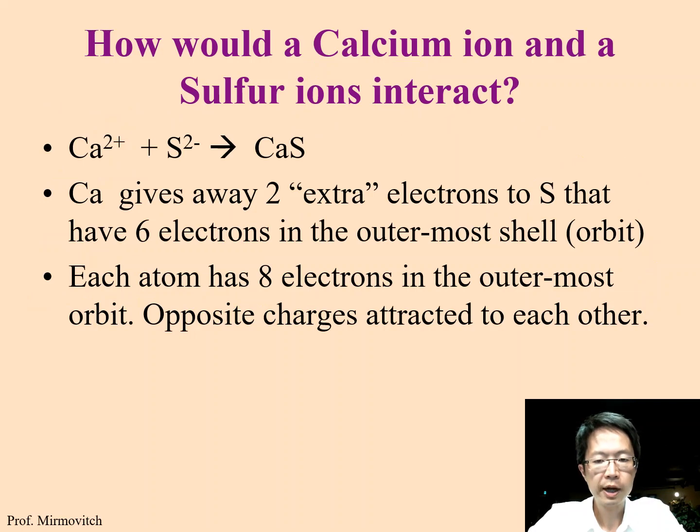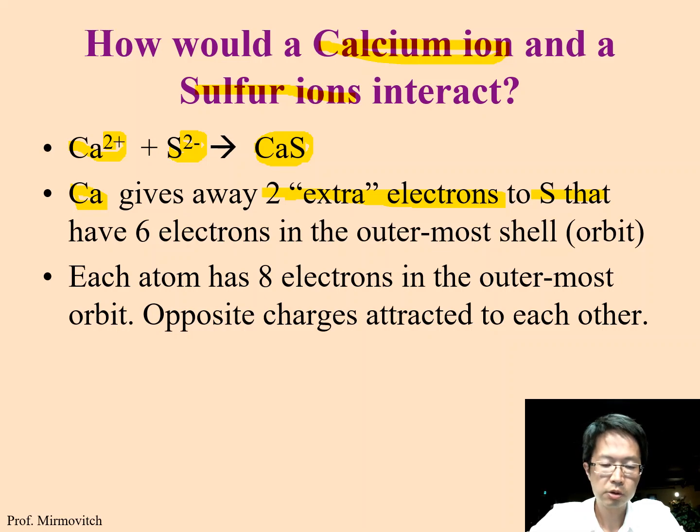So what if you put calcium ion and sulfide ion together? What will happen? Calcium is a 2+ ion, sulfur is 2-. It will become calcium sulfide. What happens is that the calcium atom will give the 2 extra electrons to the sulfur atom. The sulfur has 6. It wants to get 2 more electrons.